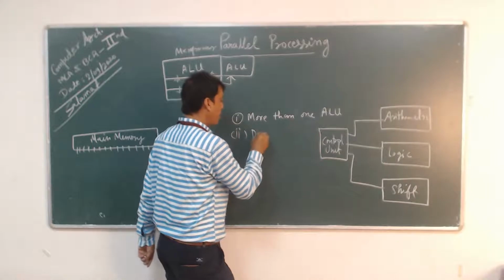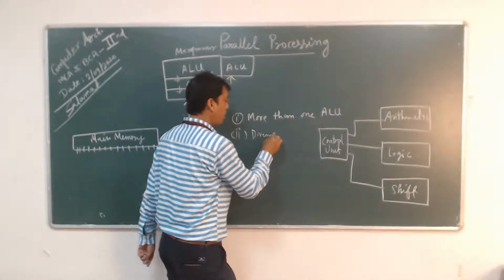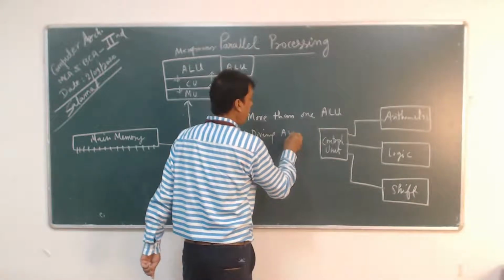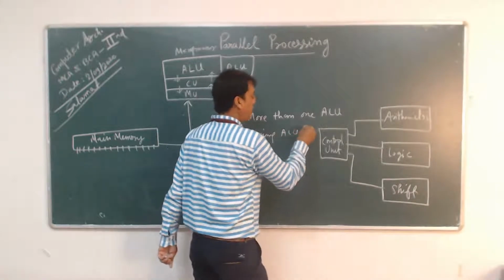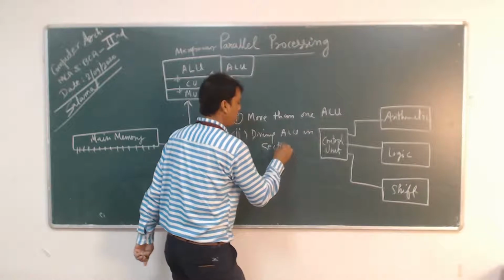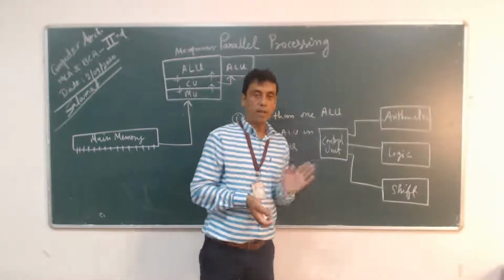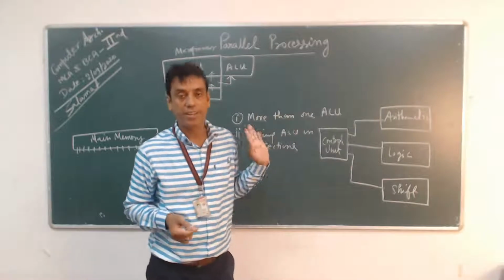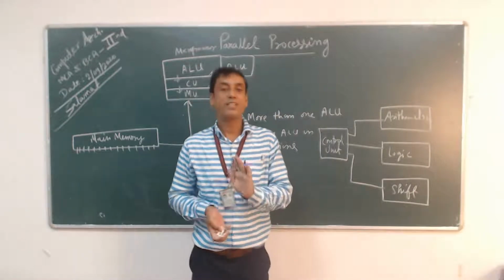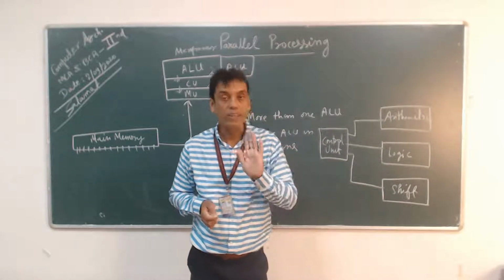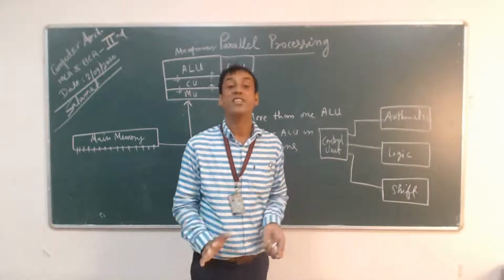Dividing ALU in sections. This is another possibility. Arithmetic and logic unit, right? One instruction steps inside the microprocessor to get processed. We know that every instruction has a different nature.